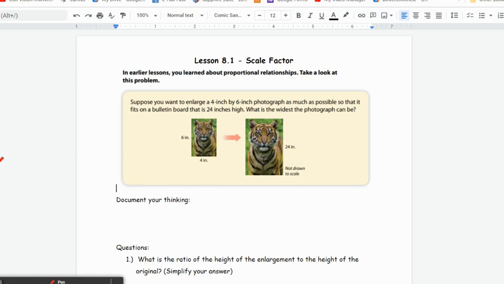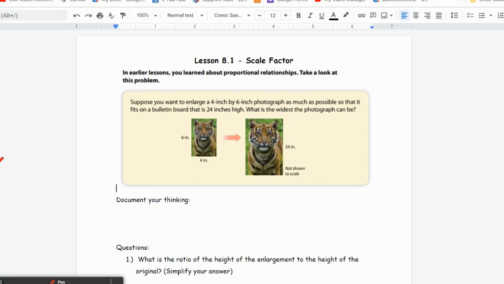So suppose you want to enlarge a 4-inch by 6-inch photograph as much as possible so that it fits on a bulletin board that's 24 inches high. What is the widest the photo can be? You can make the photo wider if you want, but you want to keep the image of the tiger the same, so you want to keep it in proportion. So pause now and see if you can figure out how wide the photo should be.